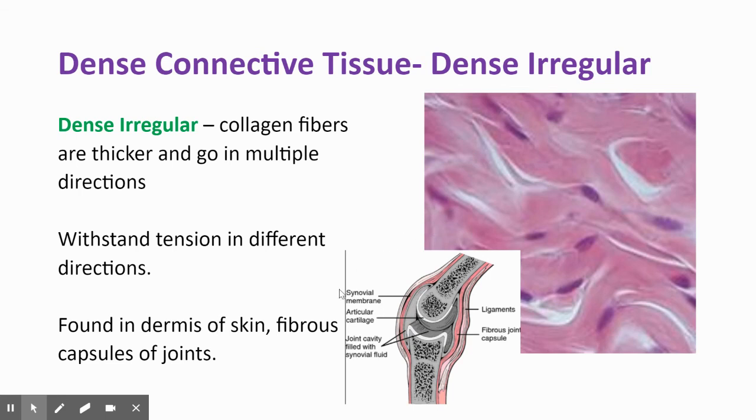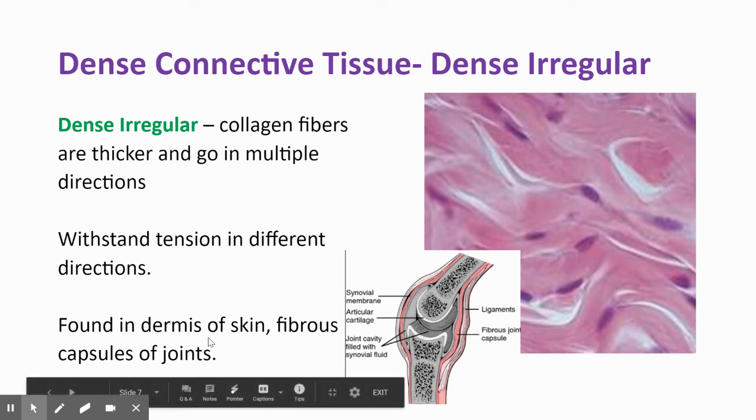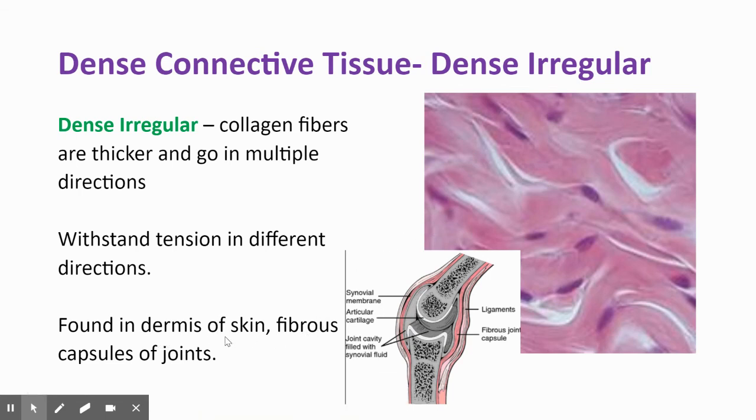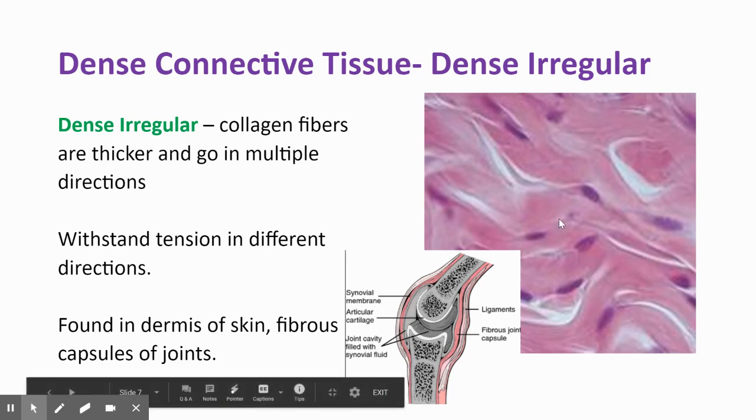Probably the one you would be most familiar with is the dermis of the skin. The dermis is the second layer, not the top layer, but the layer below that. Your skin has to be able to be pulled not just in one direction, but in multiple directions. So the fibers running in multiple directions allow that to happen.